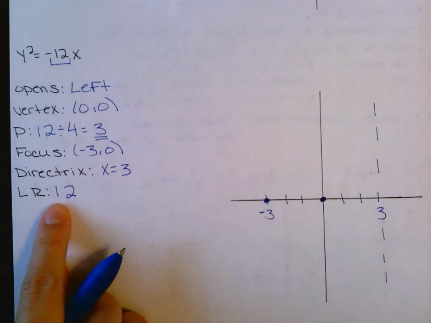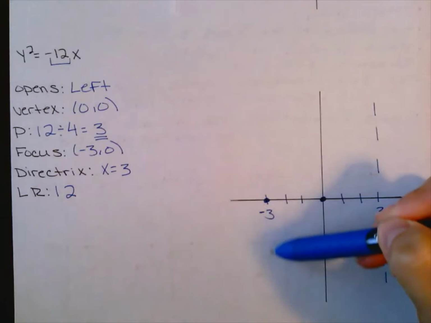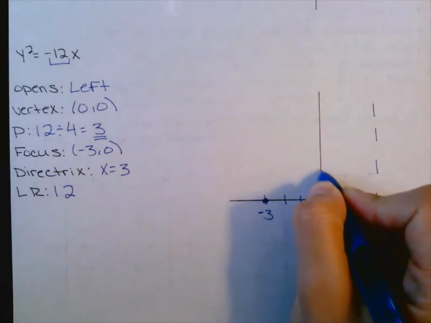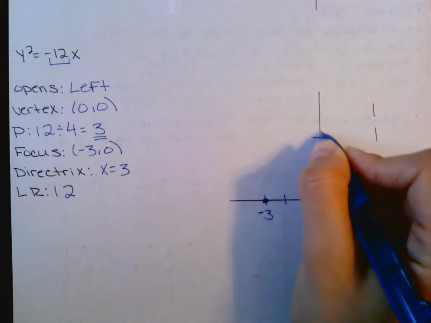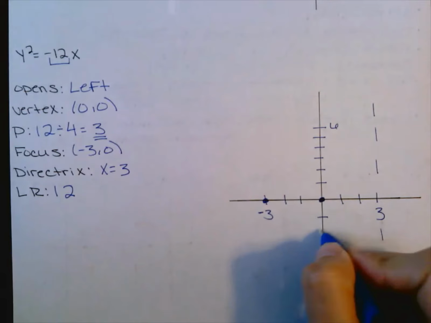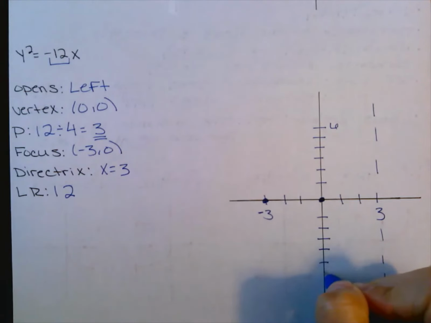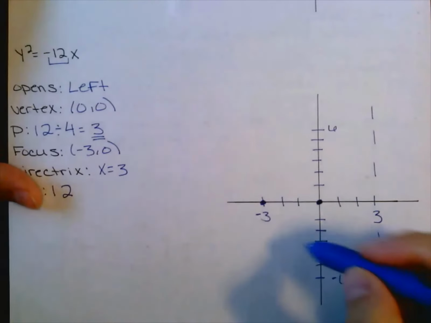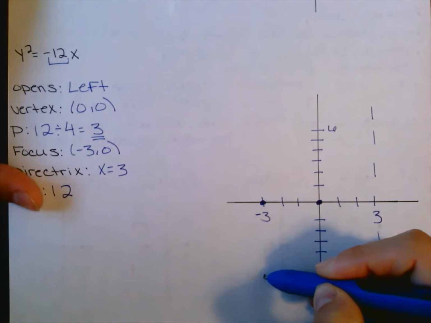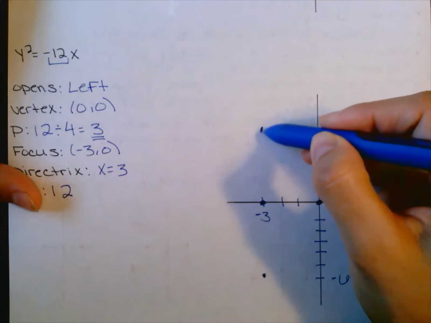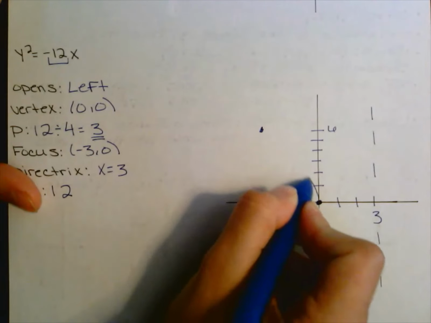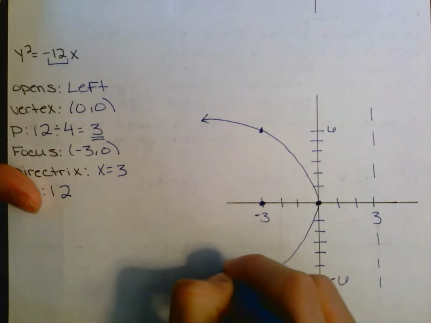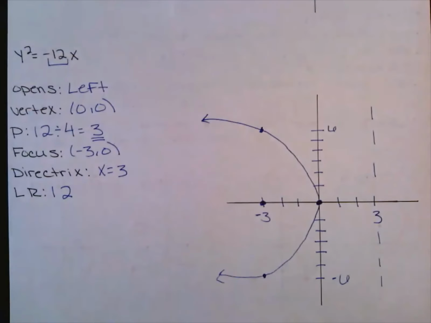Lastly, if my LR is 12, that means the distance of this parabola located at the focus is going to be 12 units long. So that means I'm going to go 6 up and 6 down. So this is a very wide parabola. Okay, and again, this is at the location of the focus. And we are done with this one.